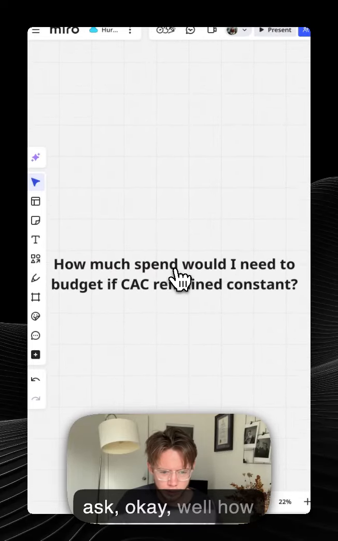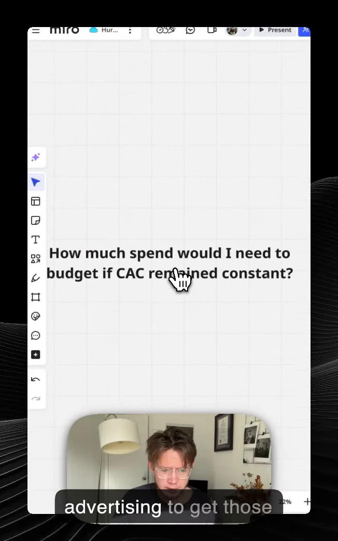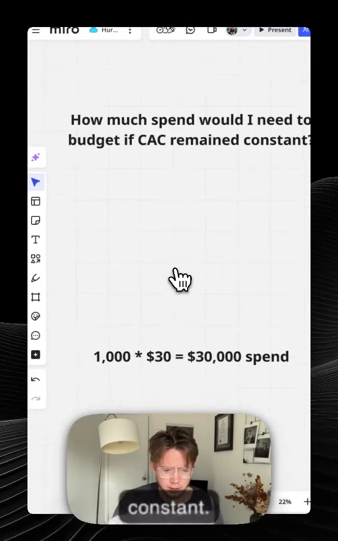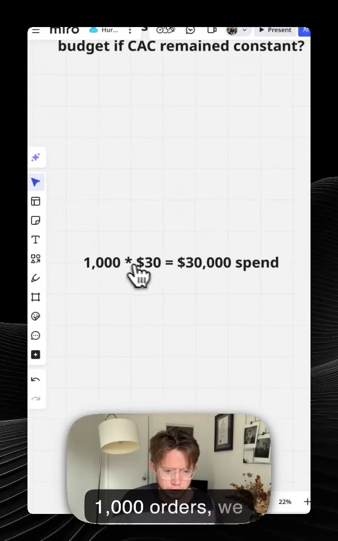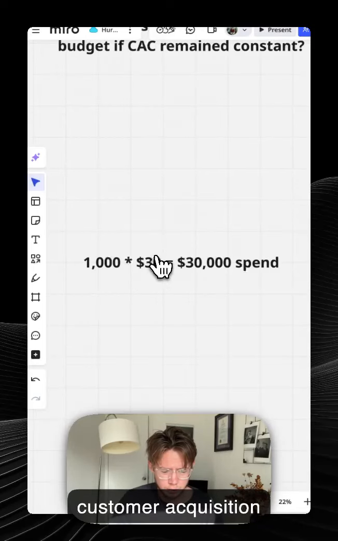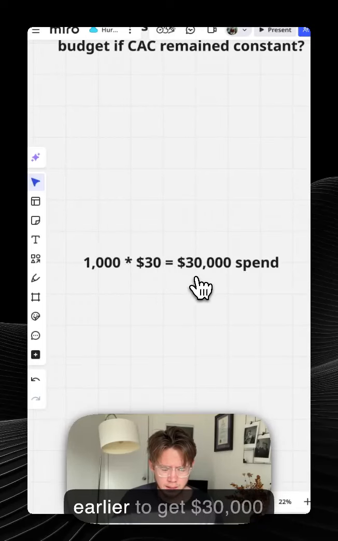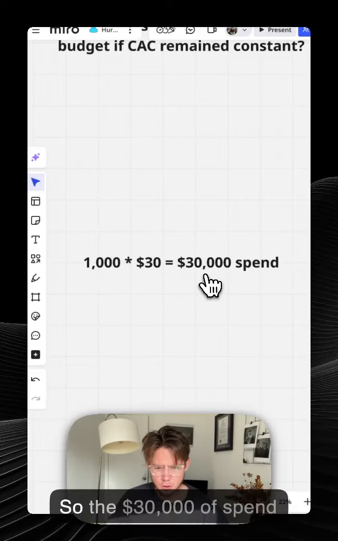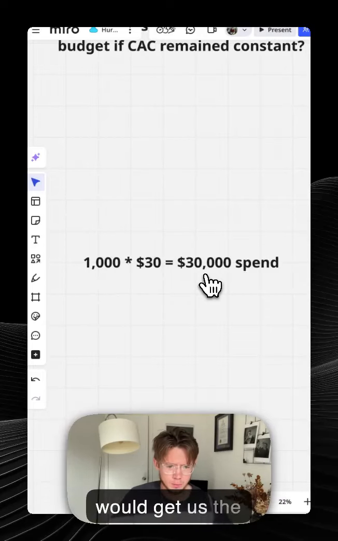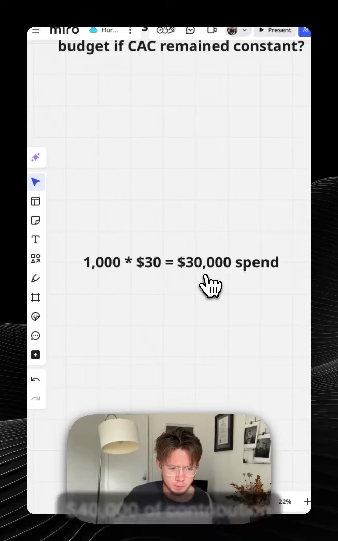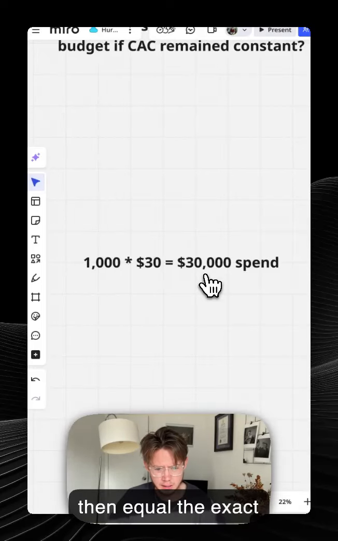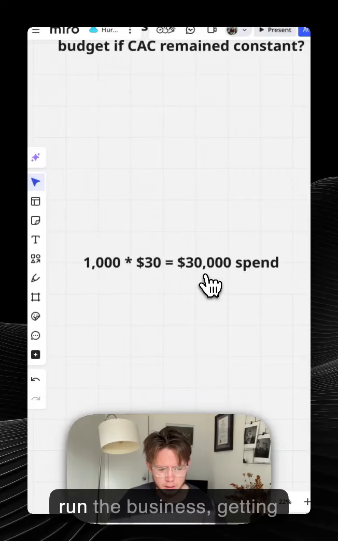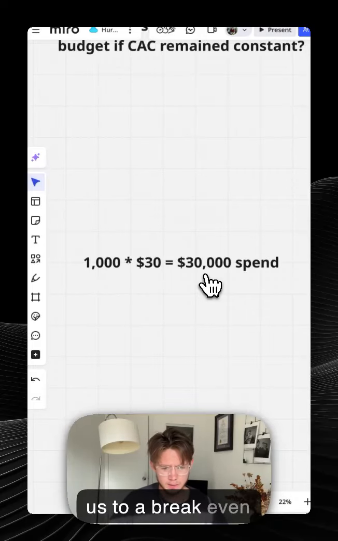So then we can ask, okay, well, how much money would I need to spend on advertising to get those 1,000 orders? Let's assume that the acquisition cost remains constant. We take those 1,000 orders and multiply it by the $30 customer acquisition cost that we mentioned earlier to get $30,000 worth of ad spend in the month. So the $30,000 of spend would get us the $40,000 of contribution margin, which would then equal the exact amount of the $40,000 of fixed operating costs to run the business, getting us to a break-even point.